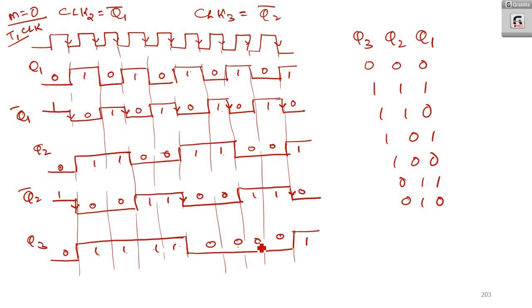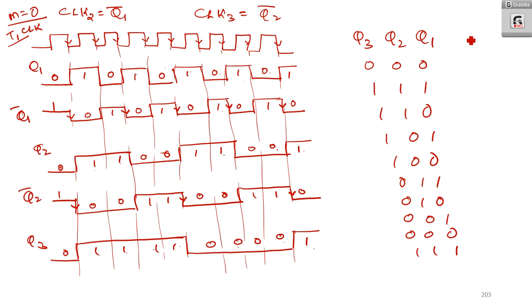Then comes 0, 0, 1. Then what do we get? 0, 0, 0. And then it will go to 1, 1, 1. Like that it will go.